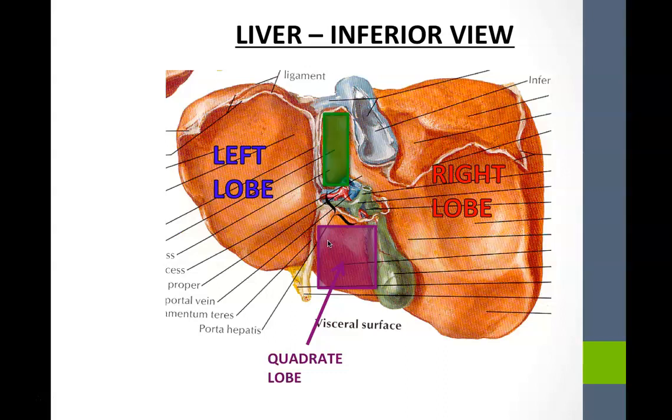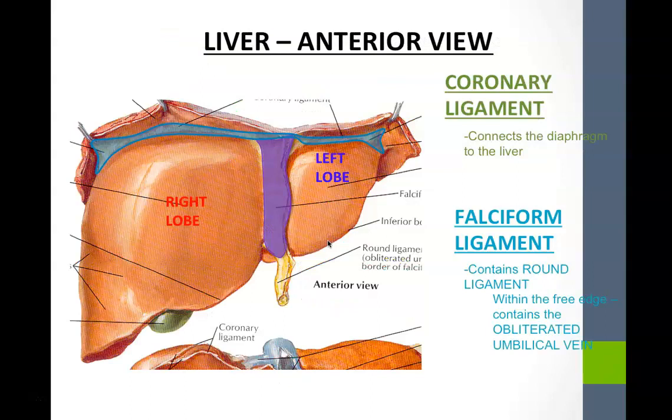The other one will be this tail-like lobe. So they call this your caudate lobe. Caudate, of course, means tail. And the tail is found posteriorly, so that makes sense.